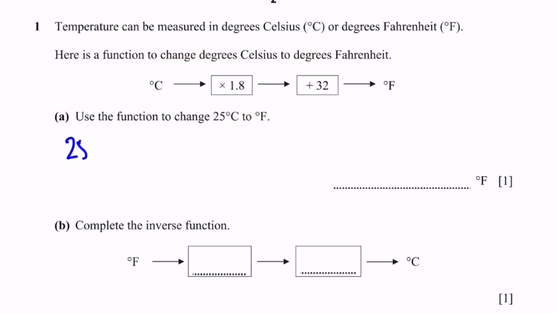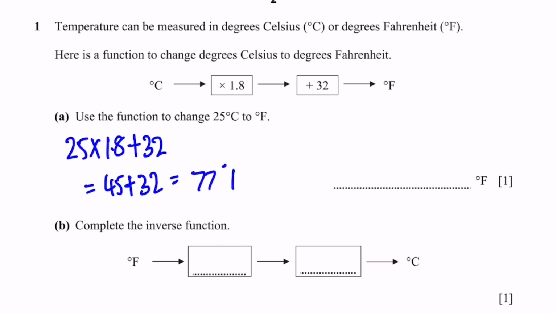That means 25 into 1.8 plus 32. Now 25 into 1.8 is 45, and add 32 to that, we get 77. And that's degrees Fahrenheit.